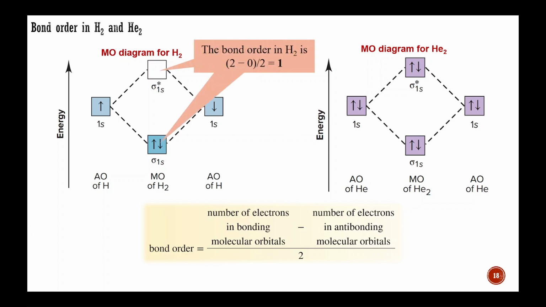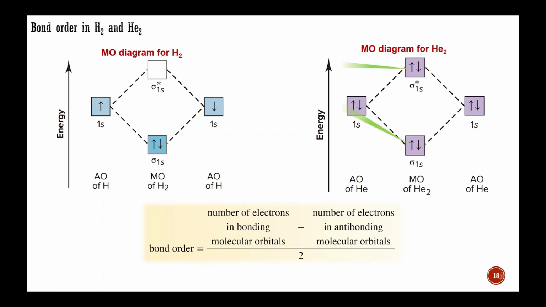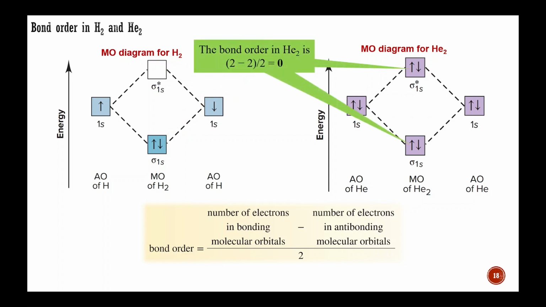In the case of hydrogen, where both electrons reside in the sigma 1s orbital, the bond order is 1. In the case of helium-2, where the two additional electrons reside in the antibonding sigma star 1s orbital, the bond order is 0. Molecular orbital theory predicts that a molecule with a bond order of 0 will not exist, and helium-2, in fact, does not exist under ordinary conditions.